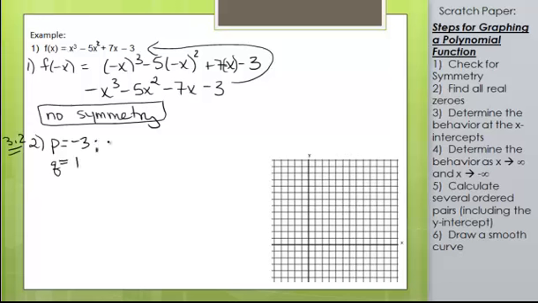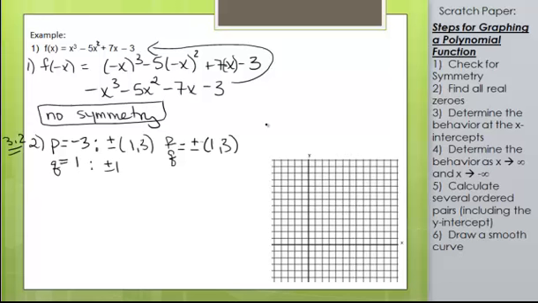Find all the factors of p. That's going to be positive and negative 1 and 3. All the factors of q, well, that's just 1. So then find your p's over q's. These are all your possible real zeros. So then you do plus or minus 1 over 1 and 3 over 1. We have a pretty short list this time. Now what we're going to do is test each of these to see which one works.